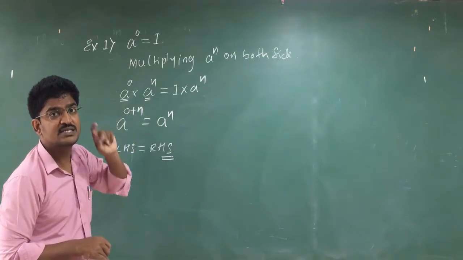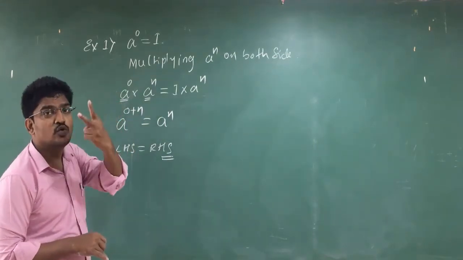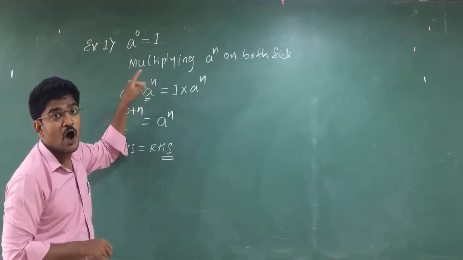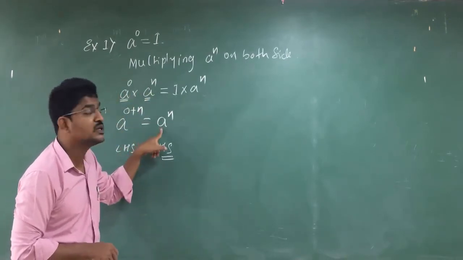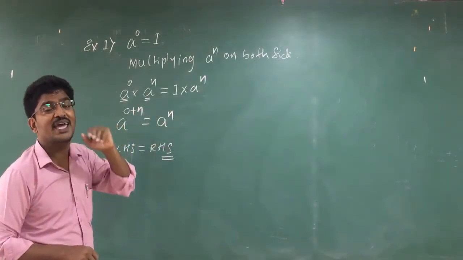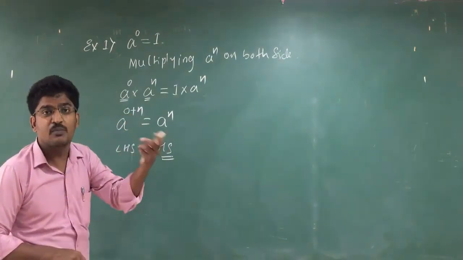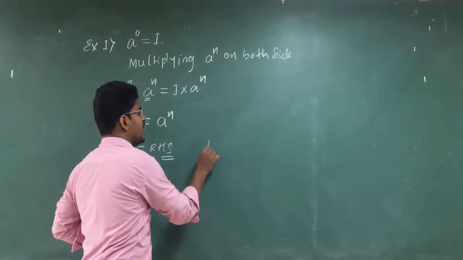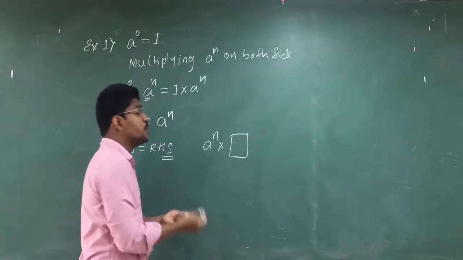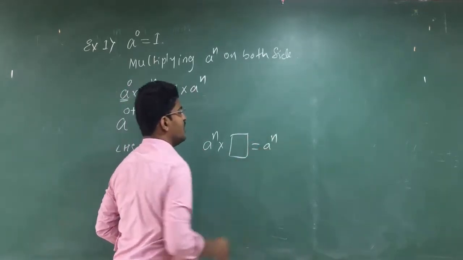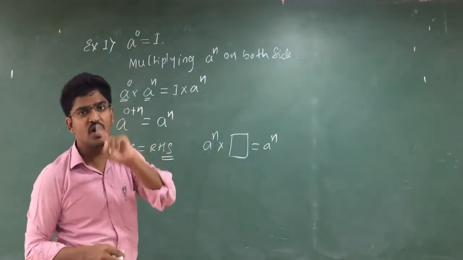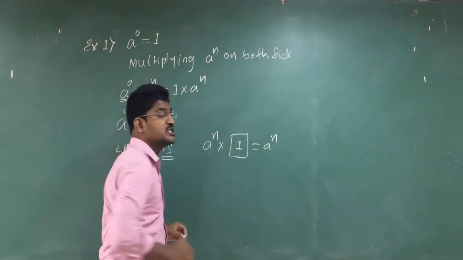Are you getting my point? See, I have multiplied two numbers, that is a to the power of 0 multiplied with a to the power of n. The output I am getting is again a to the power of n. So whenever I multiply a to the power of n with any number and the output I am getting is a to the power of n, this is very common sense. In this box there must be 1.